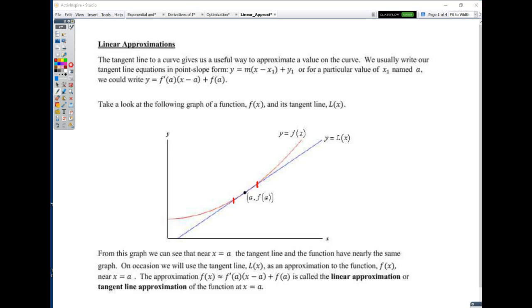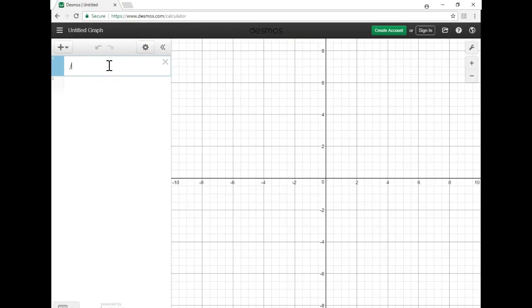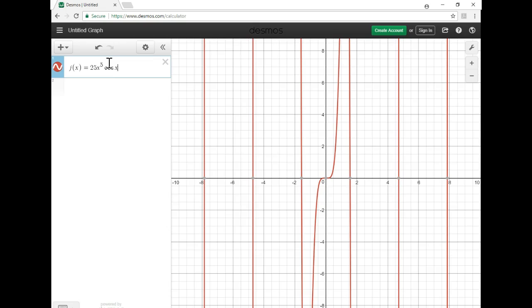If I were to take a curve, let's call this curve J of x equals, all right, let's come up with an equation for Jerry. 25x to the 5th power cosine of x. That's pretty cool.